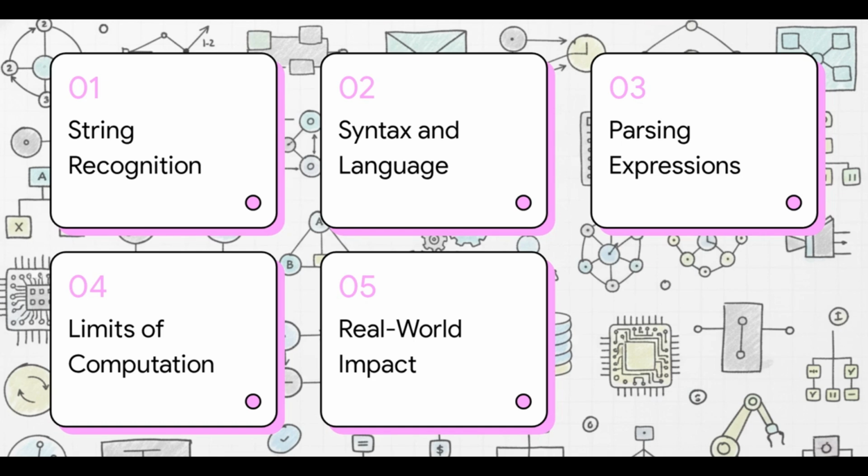Here is our roadmap for today. We're going to hit 5 key stages. First, the basics of string recognition. Then, defining syntax and language. From there, parsing and evaluating expressions, the limits of computation, and finally, real-world impact and outcomes. We are literally climbing from simple pattern matching right up to the absolute peak of computer science.